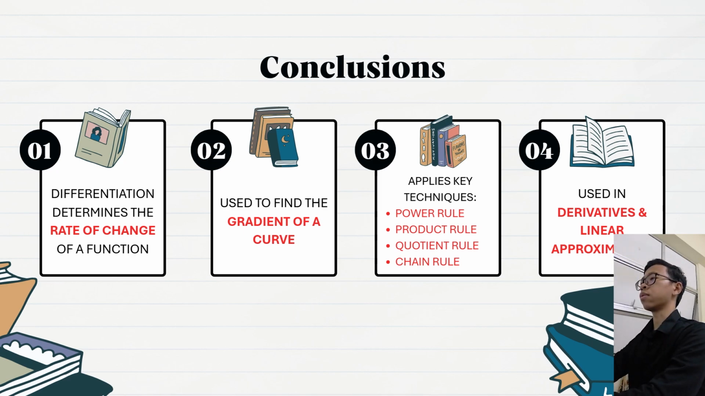In conclusion, differentiation determines the rate of change of a function. Differentiation can also be used to find the gradient of a curve. These techniques can be applied by using power rule, product rule, quotient rule, or chain rule. Differentiation is also used in derivative and linear approximation.